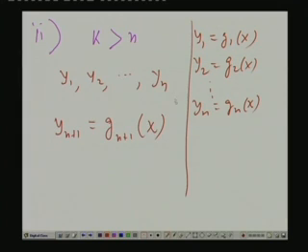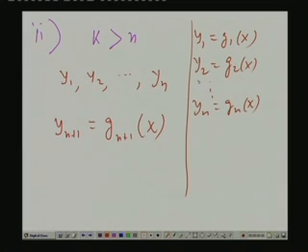Given the random variables x 1 to x n, you can replace them by y 1 to y n, which means y n plus 1, y n plus 2 up to y k, these extra functions, can be expressed in terms of y 1 to y n. Then my claim is that the joint density of y 1, y 2, up to y n and on to y k can be expressed just by the joint density of y 1 to y n. So, if I find the joint density of y 1 to y n, that is enough for me. With that, I can find the joint density of y 1 to y k.